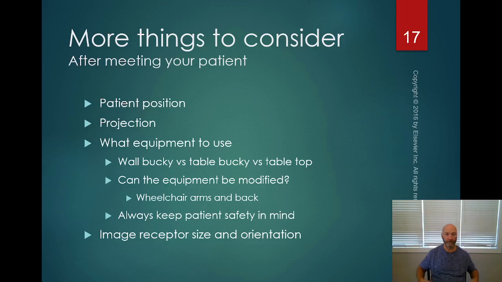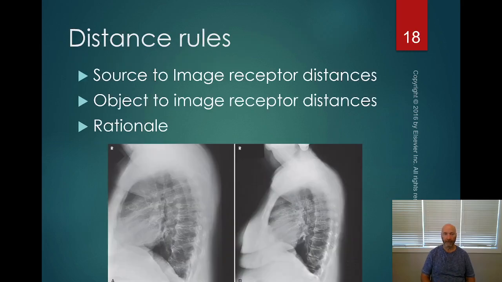Can the back come off? Can the arms come off so that you can just wheel the patient back to it and put the back up against the image receptor and make your x-ray? So can the equipment be modified for patient comfort? Rather than moving the patient over onto a stool, can we adjust the wheelchair and keep the patient there? So always keep patient safety in mind. Image receptor size and orientation we already talked about. We're not going to do it again.